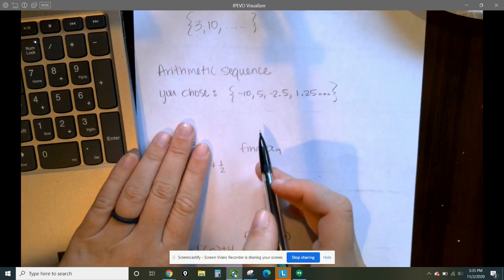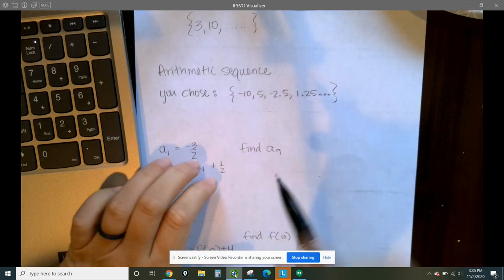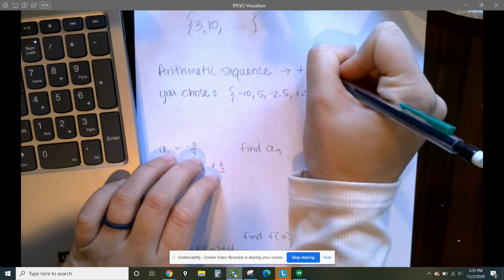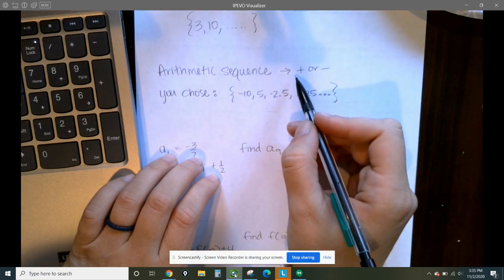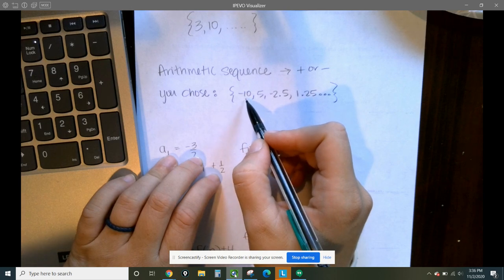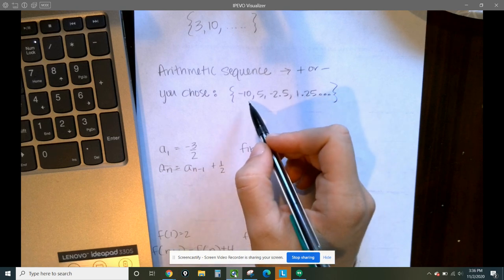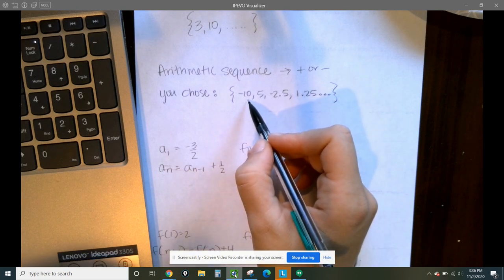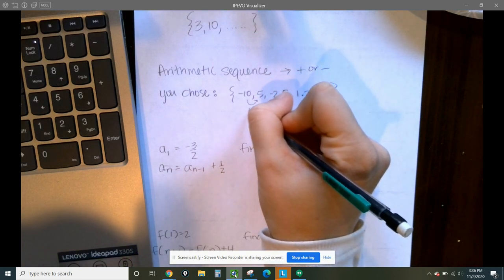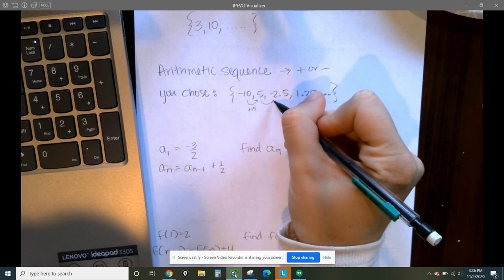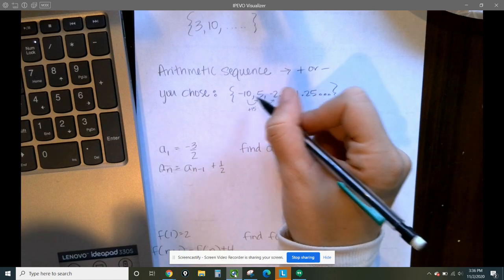Okay. The second question you missed was about an arithmetic sequence. Remember, an arithmetic sequence means you are adding or subtracting the same number every time. That's what makes it an arithmetic sequence. Here's the one you chose: -10, 5, -2.5, 1.25. I don't see anything being added or subtracted the whole time. To get from -10 to 5, I would have had to add 15. That can't be the rule, because if I add 15 here, then this should be 20. So this is not an arithmetic sequence.